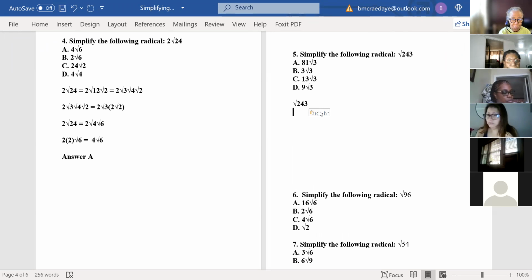Okay, square root of 243 is... Are you there? Okay, listen, I hear you. What are two factors of 243? Two numbers you can multiply and get 243. And think of one that has a perfect square root.